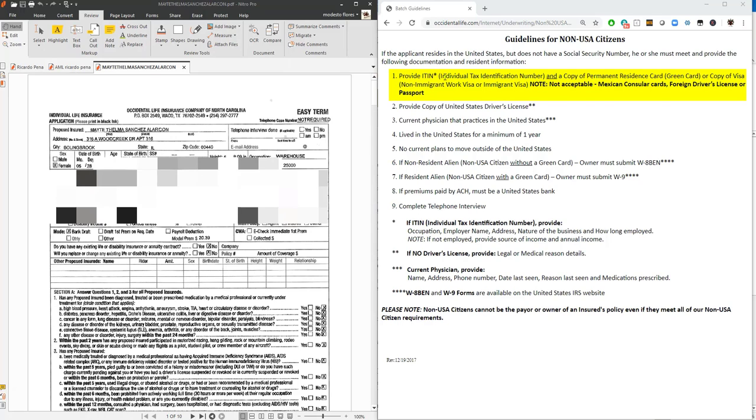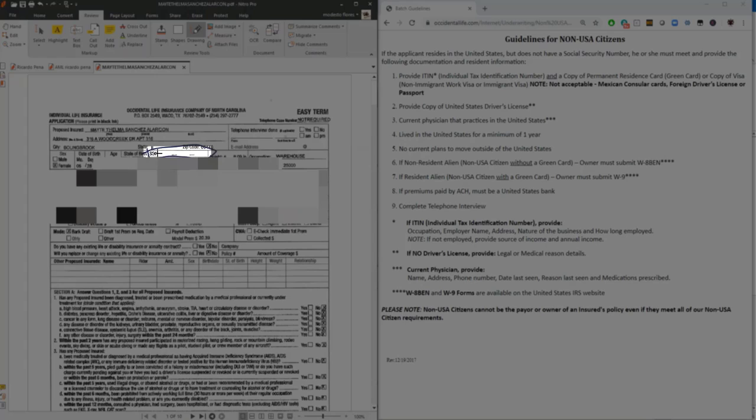We need to provide an ITIN number. Well, do we have an ITIN number? Yes, but it's placed in the wrong place. SOI means state of issue of the license. So we should have Chicago, Illinois right here. So the ITIN number goes over here on the top. So we do cover the first guideline.